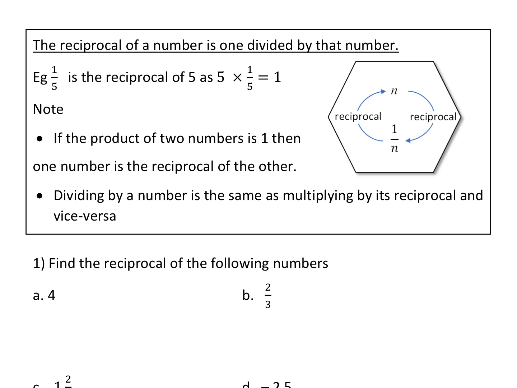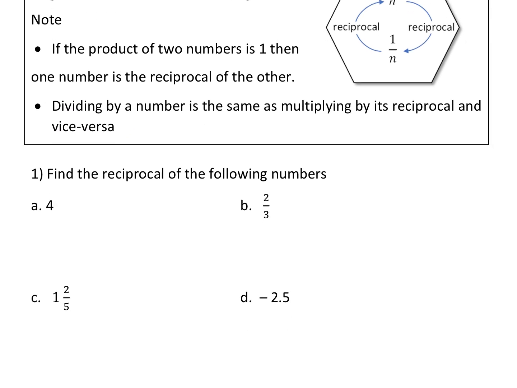So if the product of two numbers is 1, then one number is the reciprocal of the other. And just as well, dividing by a number is the same as multiplying by its reciprocal, and vice versa. Sometimes it's really useful to know that. So what's the reciprocal of 4? The reciprocal of 4 is 1 over 4. What's the reciprocal of 2/3? It's 1 over 2/3. Or if we get the reciprocal of that, we wouldn't do 1 over, we just flip the fraction upside down and get 3 over 2, or 1.5.